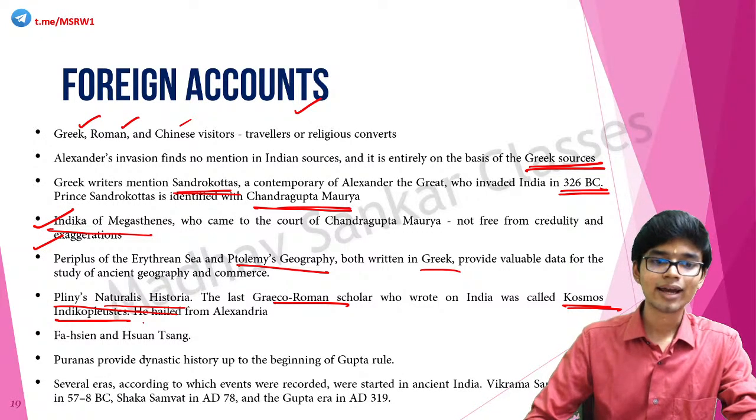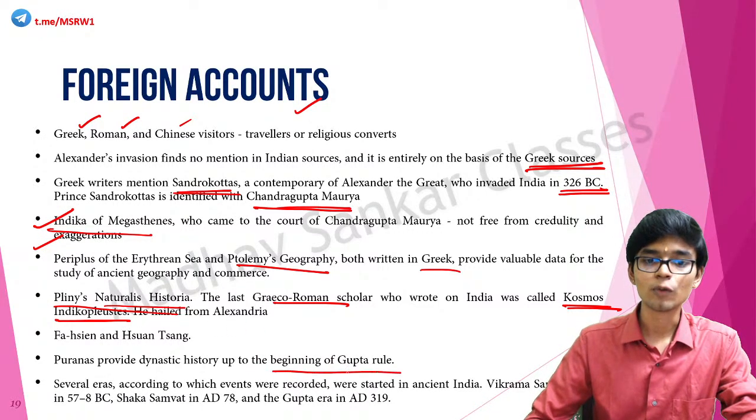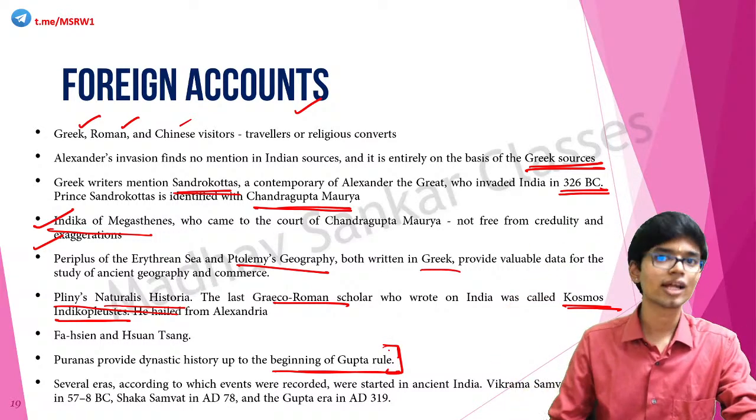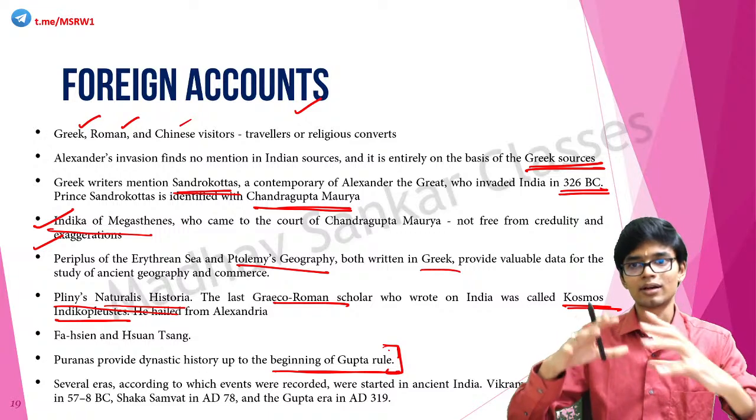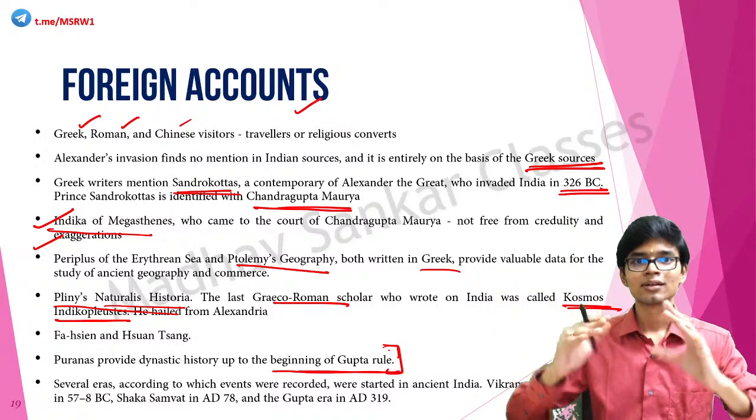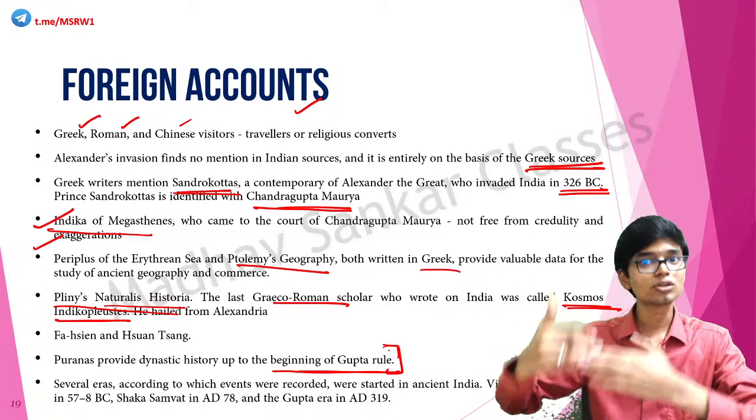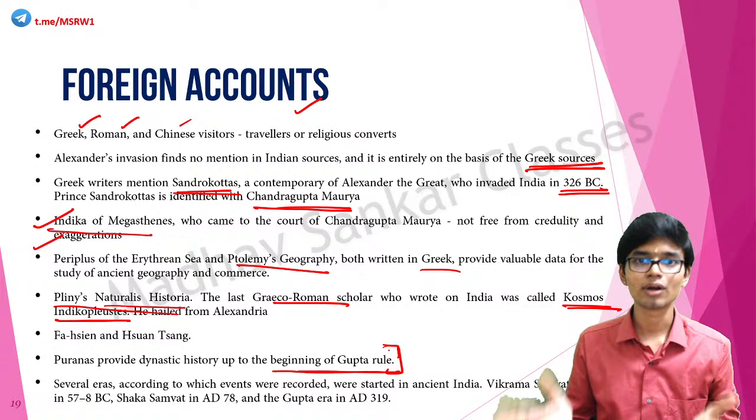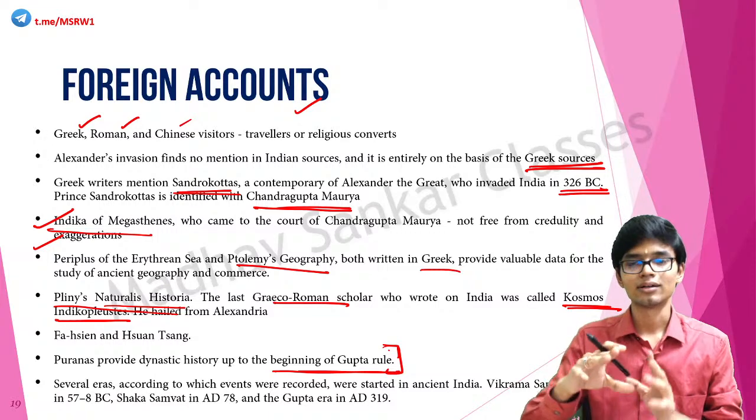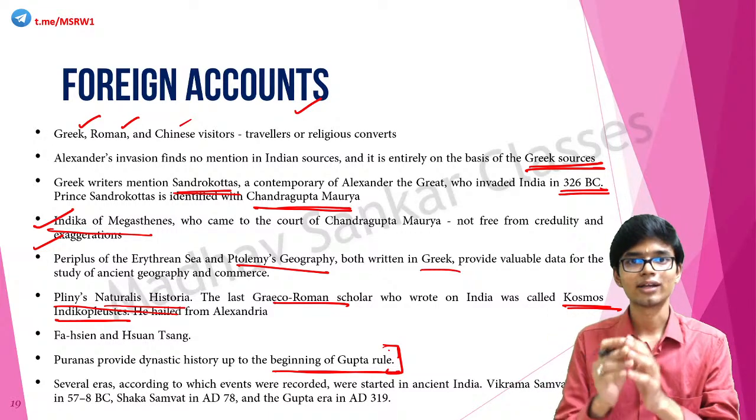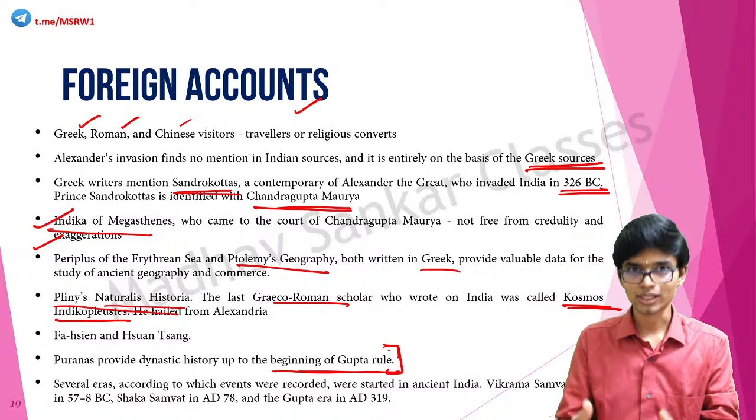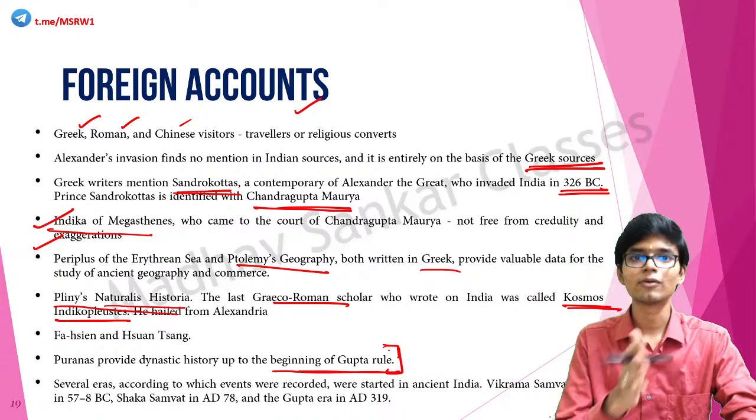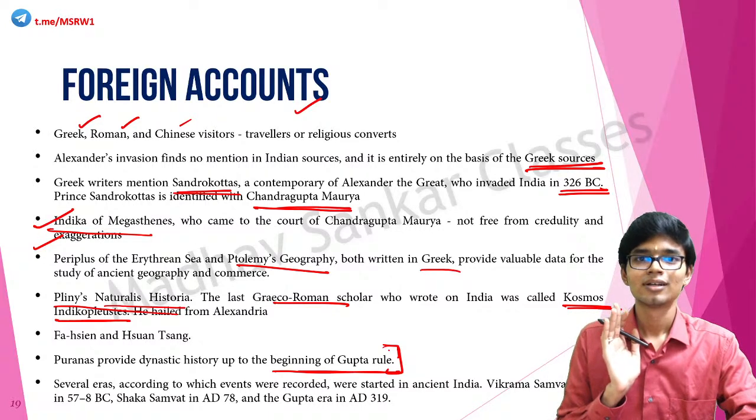Puranas provide dynastic rule up to the beginning of Gupta rule. Some of the later Puranas were actually written during the time of the Guptas. So as far as the Puranas are concerned, we come to know up to the period of the Guptas from these Puranas. There are 18 Puranas in total, and using these Puranas, we can study the society and other aspects of ancient India up till Buddha, including some time of the Guptas.